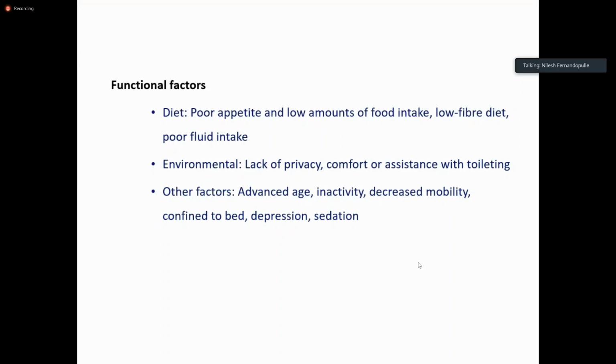What are the functional causes? Dietary things like poor appetite. If the patient is taking a low fiber diet, maybe poor intake. Environmental causes like lack of privacy, comfort, or the patient has no proper toileting facilities, so the patient is not going to the toilet because of that. In advanced stage, the patient is maybe immobile, so he can't go to the toilet, so he's just holding his stools and waiting. Depression, or the patient might be sedated. So there are lots of other reasons a patient might be constipated. So always think about reasons other than the organic causes which might be contributing to constipation, especially when you're dealing with palliative care and old age people.